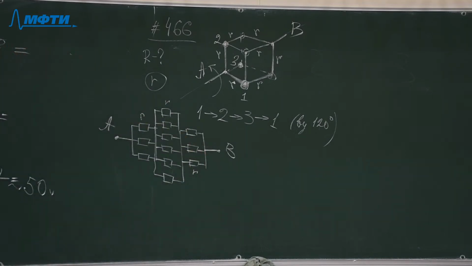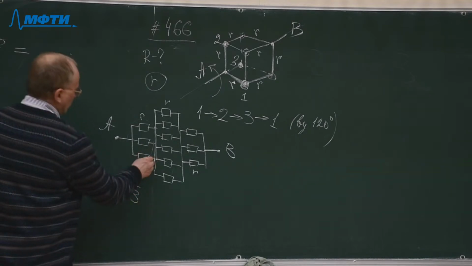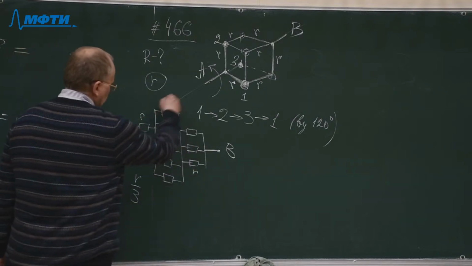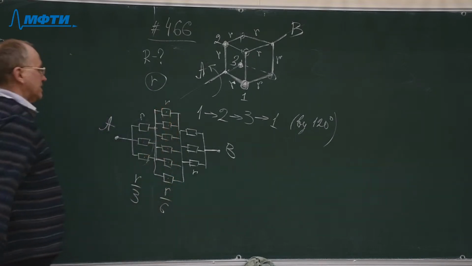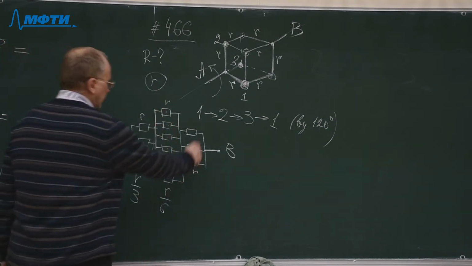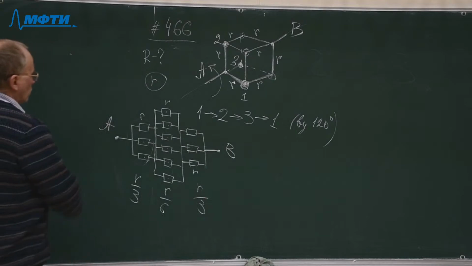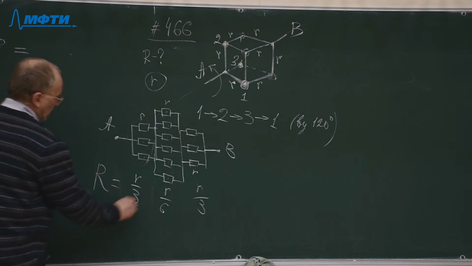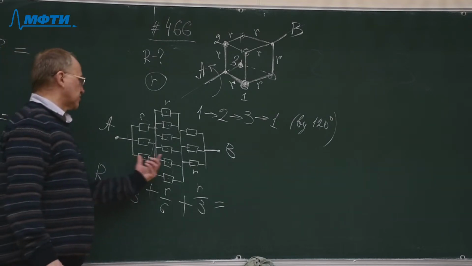And we have to calculate the resistance of this connection. The first section will have a resistance R divided by 3, because 3 identical resistors are connected in parallel. Another section will have resistance R divided by 6, because 6 identical resistors are connected in parallel. And then again, this section will have resistance R divided by 3. And so the total resistance between points A and B, which we have to find, will be just the sum of the resistances of these 3 sections.